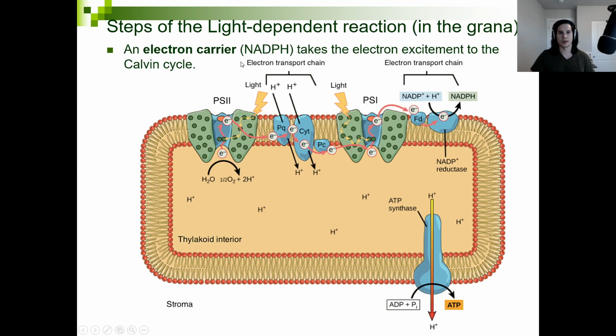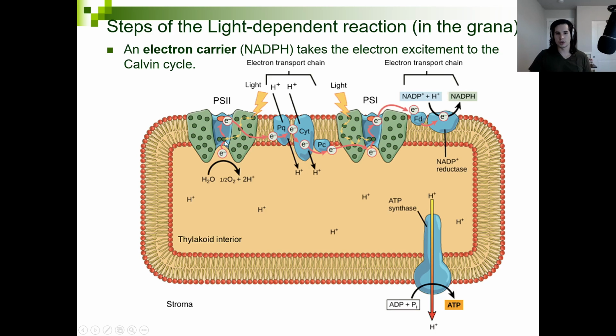So an electron carrier, NADPH, takes the electron excitement to the Calvin cycle. That is something that I forgot to mention. When we looked at the electron transport chain of cellular respiration, we know that oxygen was the final electron acceptor. However, during photosynthesis, the final electron acceptor, and this is really efficient, is NADP+. So their ending product is NADPH.